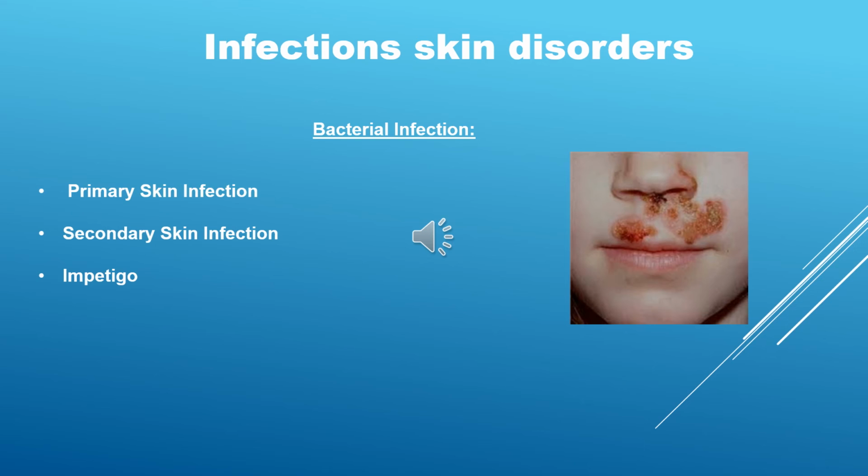Regarding bacterial infections and skin disorders, nurses must know primary skin infection versus secondary skin infection. For example, impetigo is a bacterial infection that affects healthy skin. That is considered a primary skin infection, whereas a secondary skin infection affects skin that's already broken, so further damage is seen due to the skin already being broken.